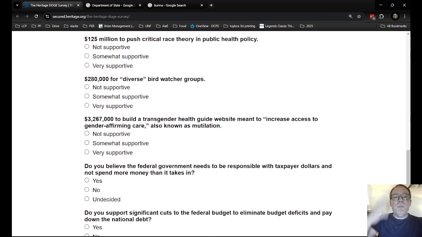125 million to push critical race theory in public health policy. I don't know what push here means. That's a very vague statement, a very vague verb. Also, not everyone is familiar with what critical race theory is. I will say this. I have a PhD in theoretical condensed matter physics. I run network analysis on student responses to an open-ended survey. I teach computational physics. I don't like to use the word smart, but if I were going to use the word smart, I'd say I was a smart guy.